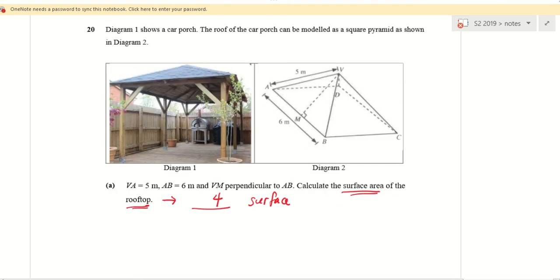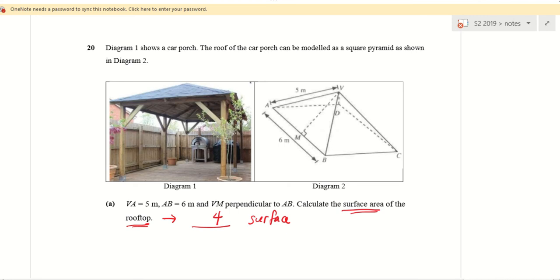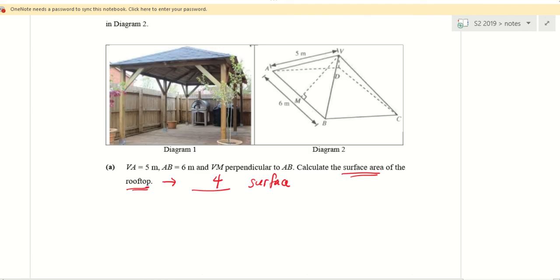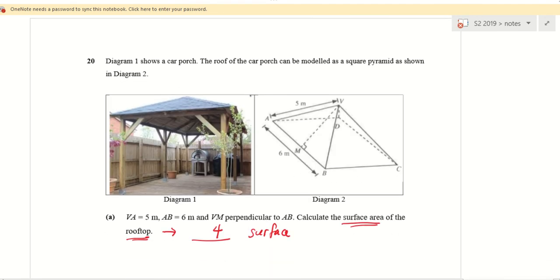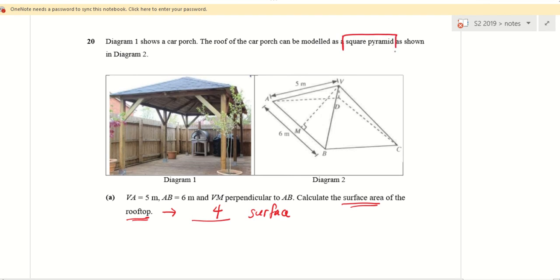Basically the 4 triangles, 4 triangles. Now, so I look at this. Now, can you box up the word square pyramid? Square pyramid means the AB and BC, is it the same line? Yes. Square pyramid means yes.